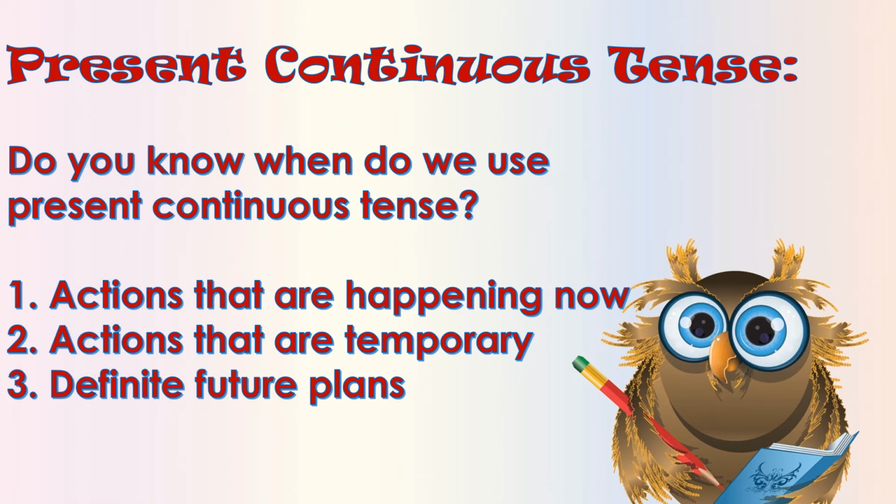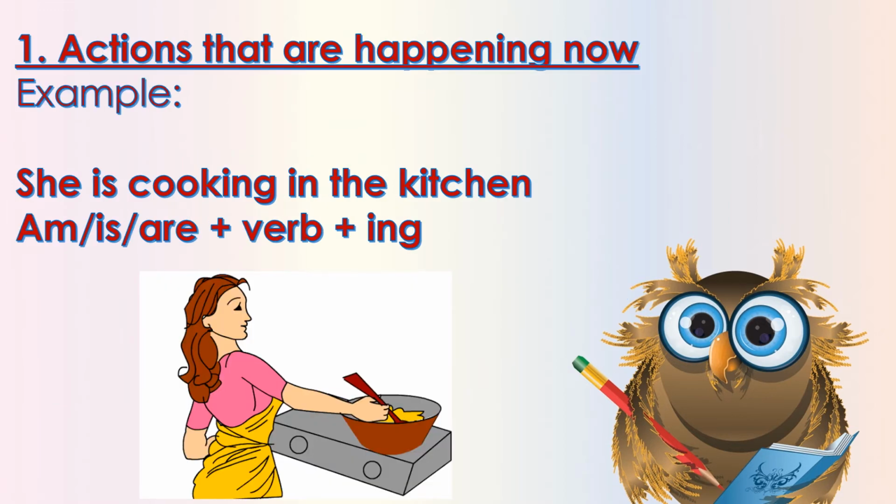Present continuous tense. Do you know when we use present continuous tense? In actions that are happening now, actions that are temporary, and definite future plans. Actions that are happening now.